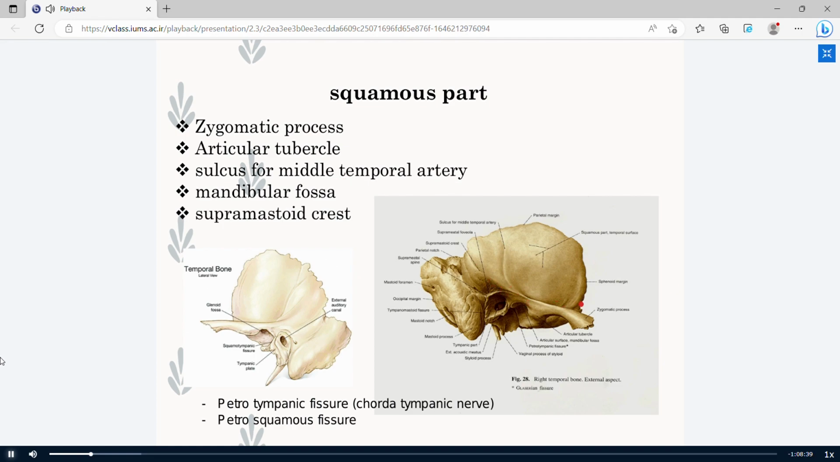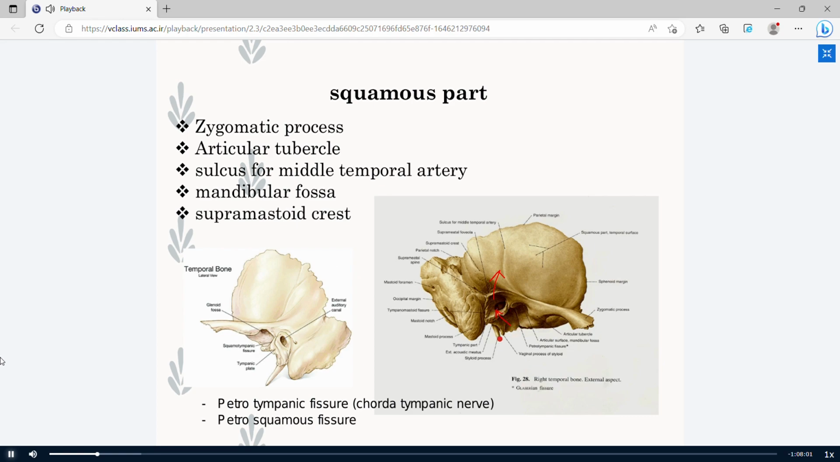The squamous part inferiorly forms the external acoustic meatus and the mandibular fossa. This is the external acoustic meatus, and this meatus leads to the middle ear. Actually, the wall of the external acoustic meatus is formed by the squamous part and the tympanic part.